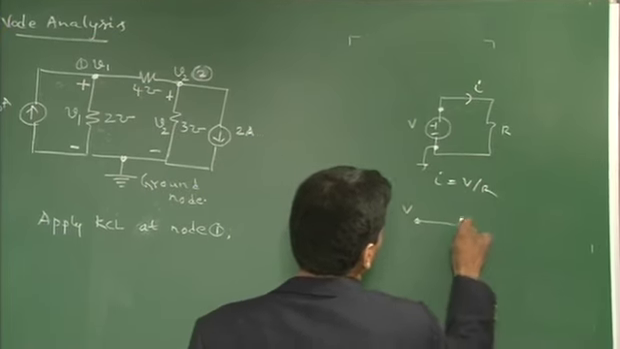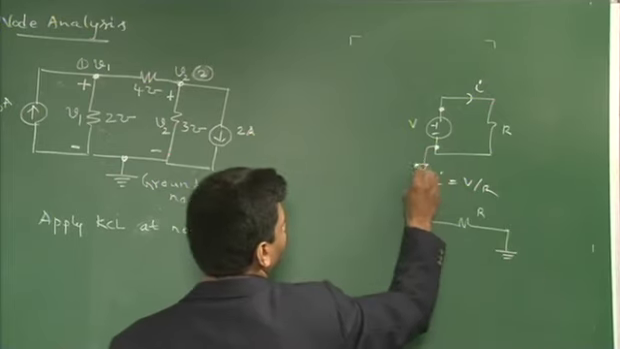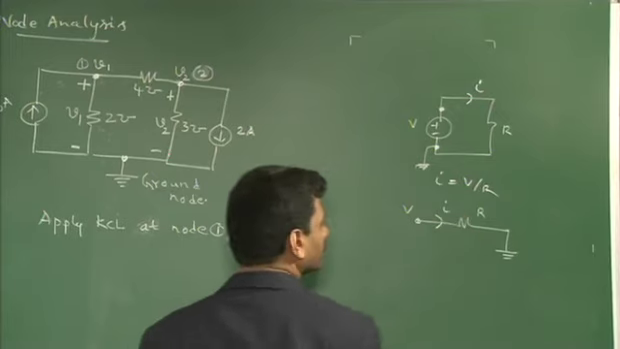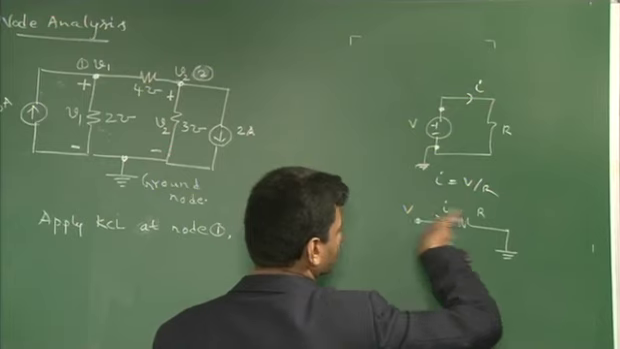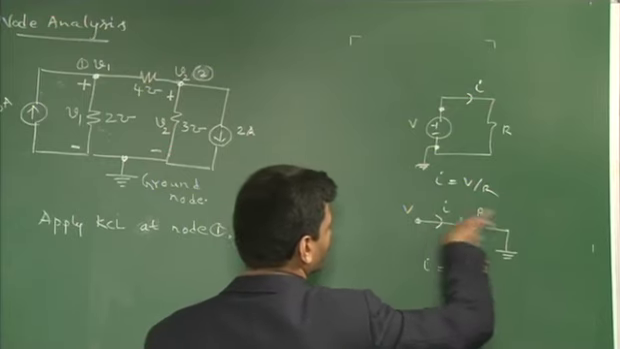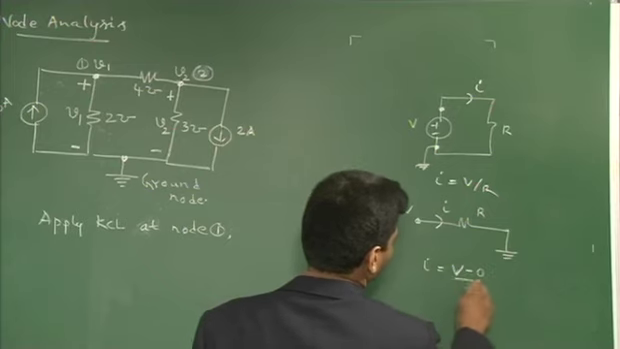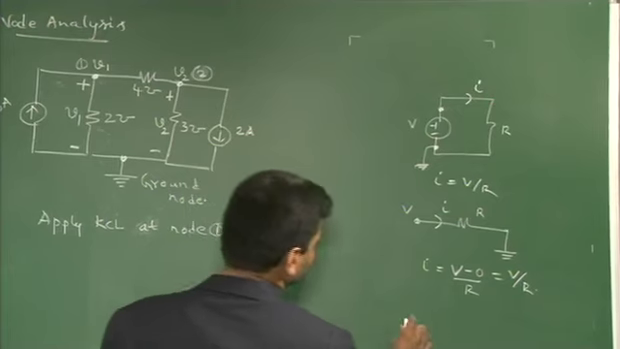this: V, then R, then this is the ground. If I consider this as ground, then the I should be the same as what? V by R, and that can be found as, you know, the current always flows from higher potential point to lower potential point. So, V minus 0 by R. So, which turns out to be what? Same V by R.